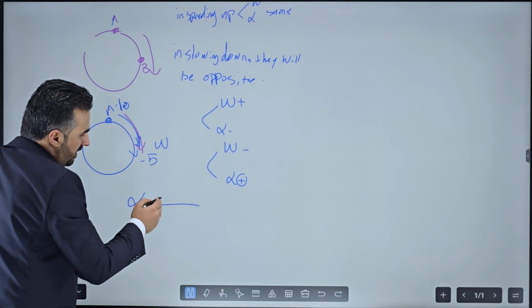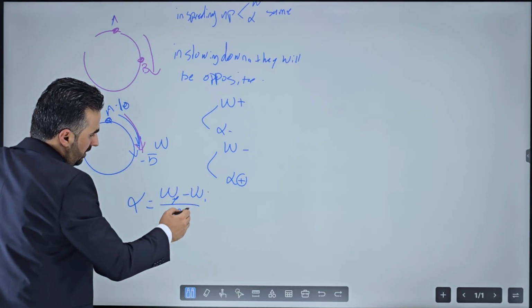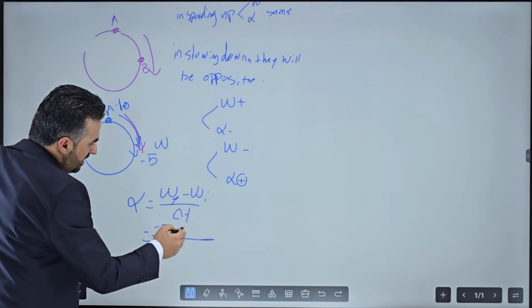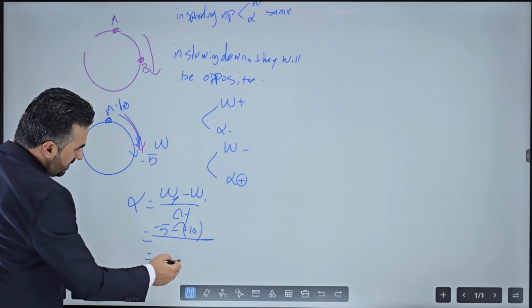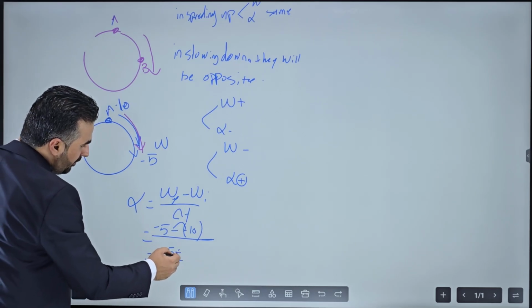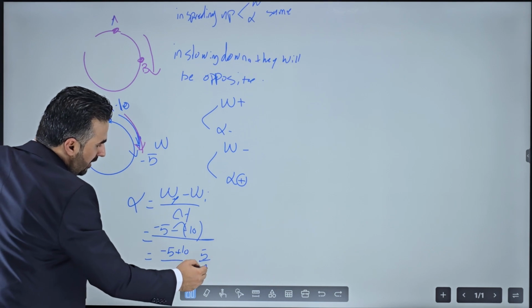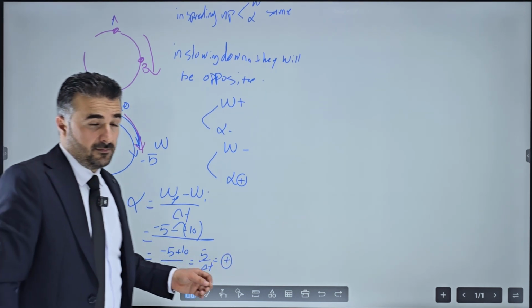And if you want to find angular acceleration, you would say final minus initial divided by delta t. Now, what is final? Negative 5 minus, what is initial? Negative 10. Negative becomes positive. That is the same as if you say negative 5 plus 10. So we get a positive 5. And divide whatever the time, doesn't matter. So we get a positive number. Do you see the thing here?